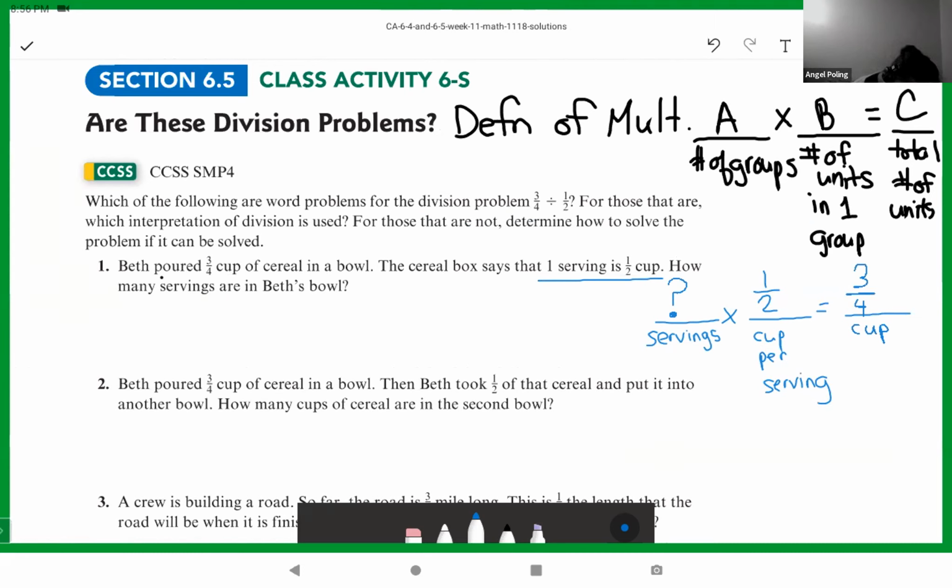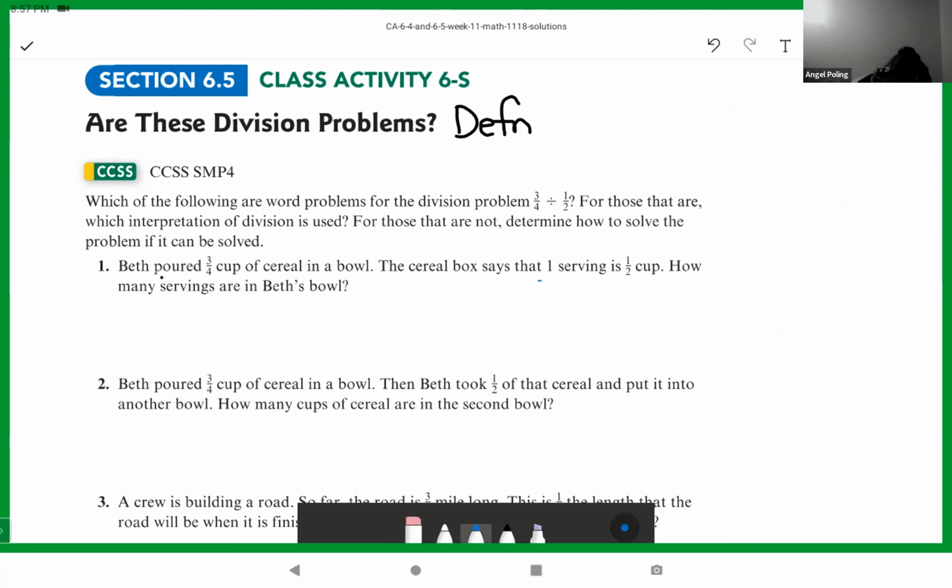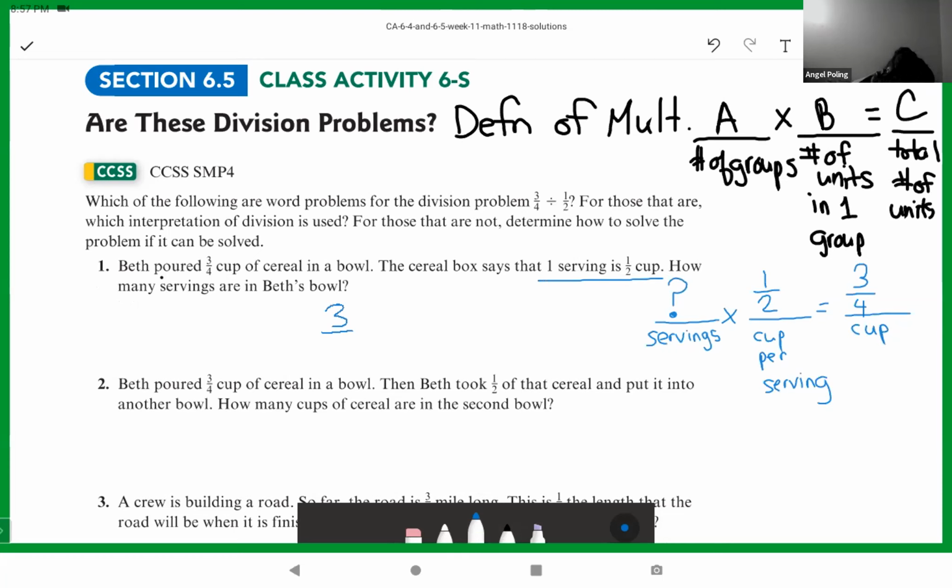So we would say that this is a yes. Well, let's look at the division first before we say yes. Okay, so let's form our equation. We would divide 3/4 by 1/2, and that is what they asked us if this was. So now we'll say yes. And they also want us to identify which perspective this is. This is a how many groups interpretation of division.